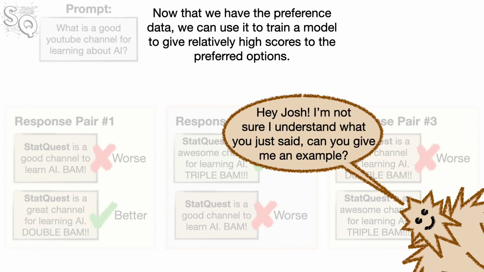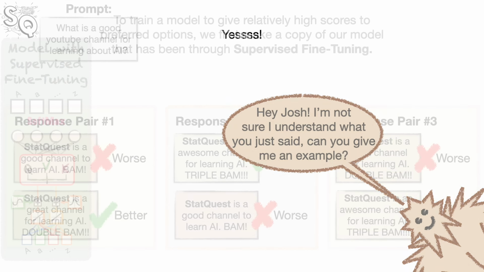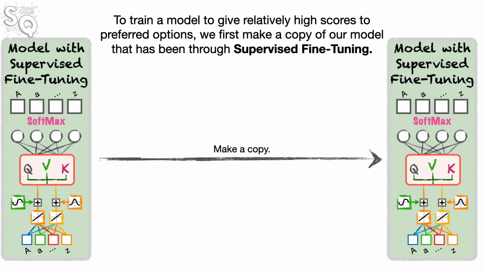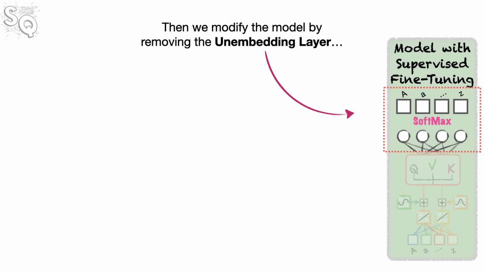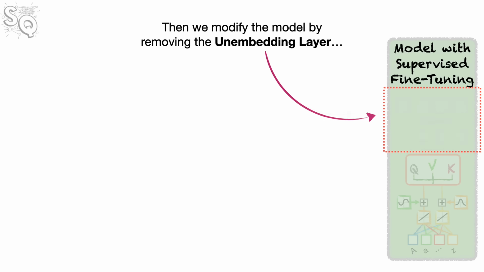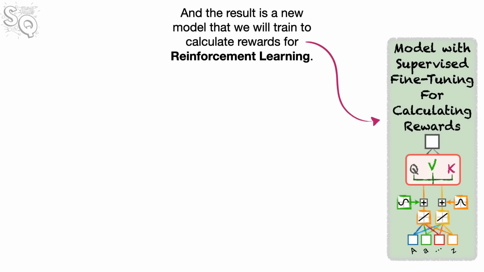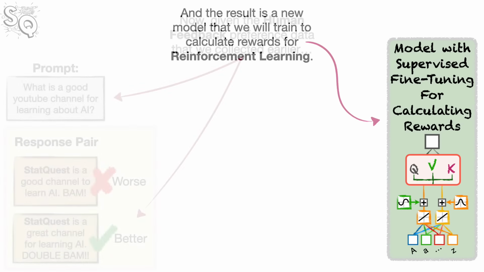Hey Josh, I'm not sure I understand what you just said. Can you give me an example? Yes. To train a model to give relatively high scores to preferred options, we first make a copy of our model that has already been through supervised fine-tuning. Then we modify the model by removing the unembedding layer and replacing it with a single output. And the result is a new model that we will train to calculate rewards for reinforcement learning.